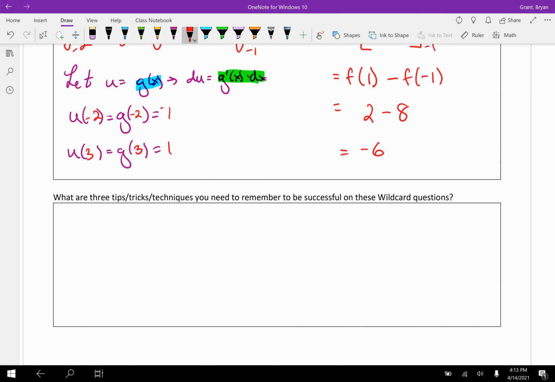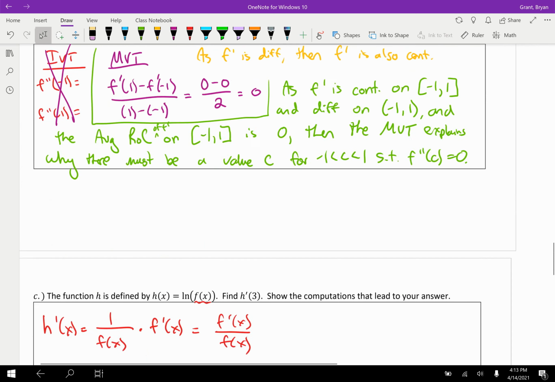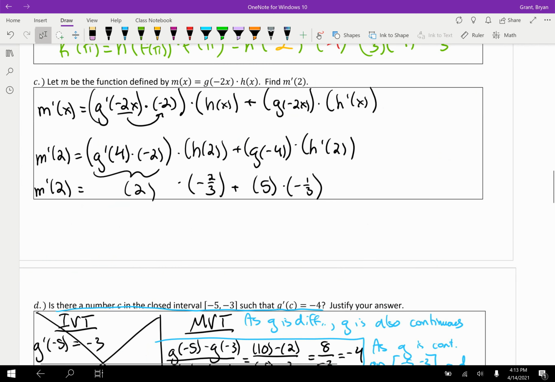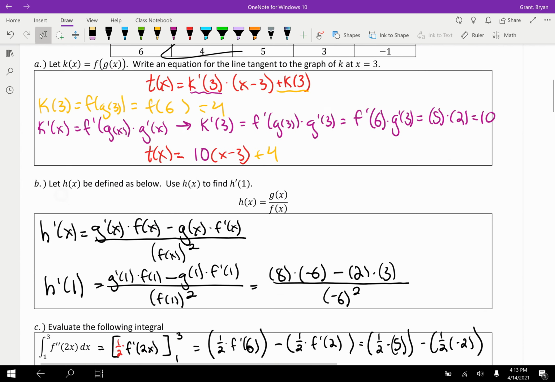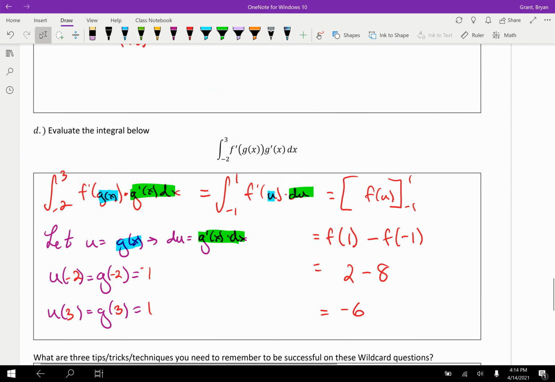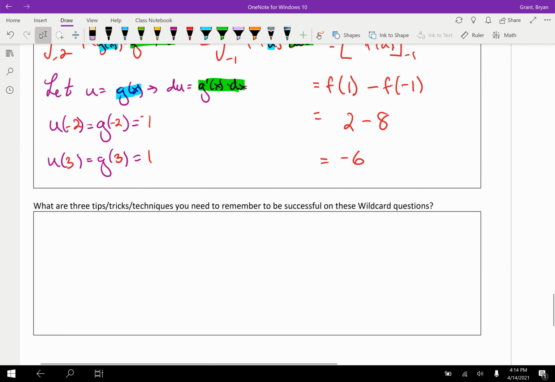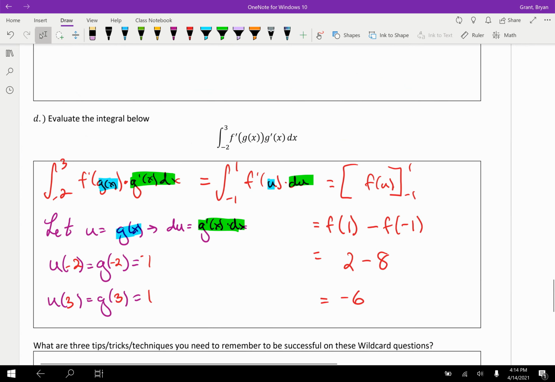So thank you for hanging out with me and going through all of these wildcard questions. Hopefully you got something out of it. Get you some good practice on the product rule, quotient rule, a lot of the chain rule, U substitution, a couple theorems, and hopefully you feel prepared because this type of free response has shown up probably 3 out of the last 5 years. So make sure you're ready.